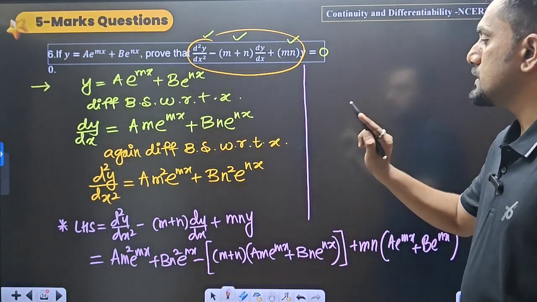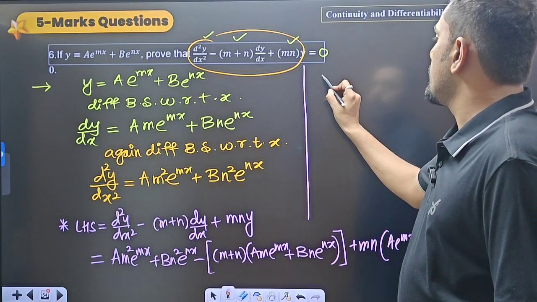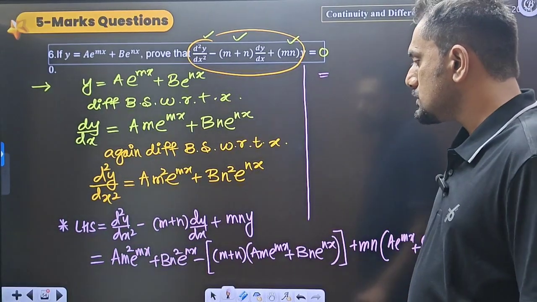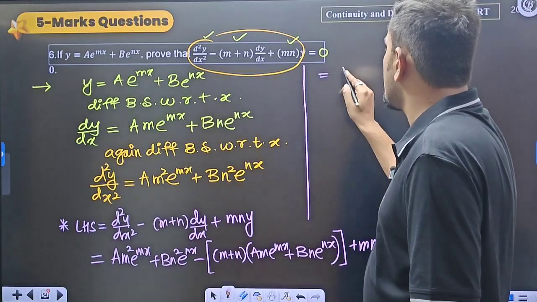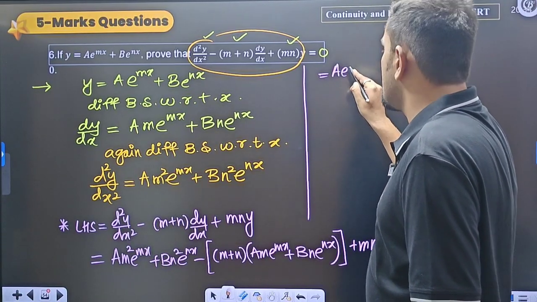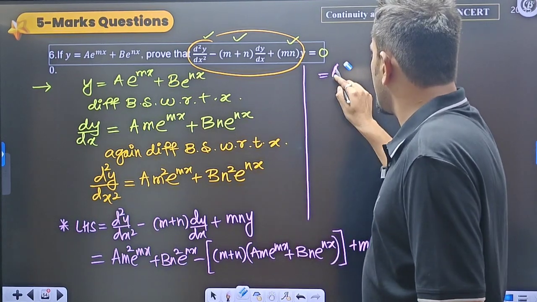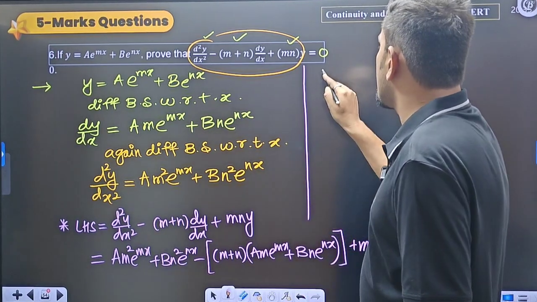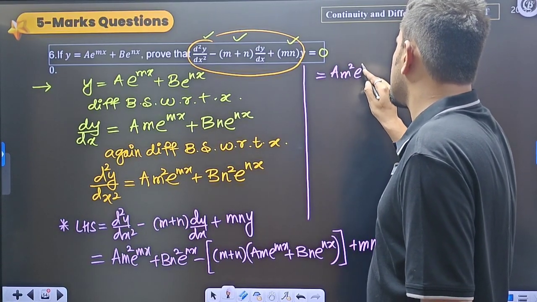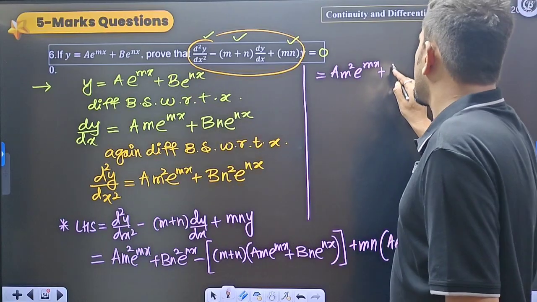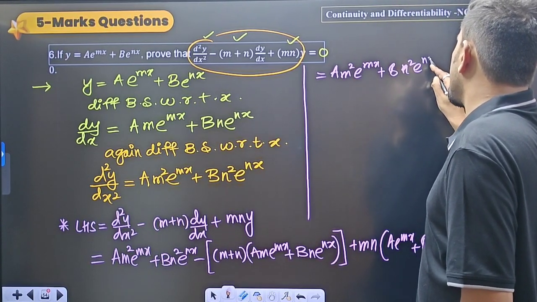Now we are left with the simplification part, right? So LHS equals this, which I have to write as it is. There is no need to simplify here. a m square e raised to mx plus b n square e raised to nx.